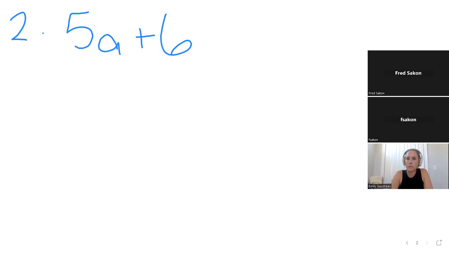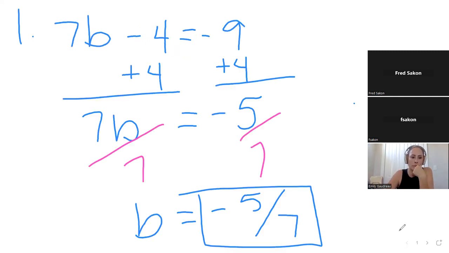All right. Number 2. You may not have heard me through number 1, so let me just recap on number 1 there. Verification that the sound is working now. On number 1, we were solving a linear equation, 7b minus 4 equal -9. Added 4 to both sides, gave us 7b equal -5. Then divided 7 on both sides to give us -5/7 as the result.